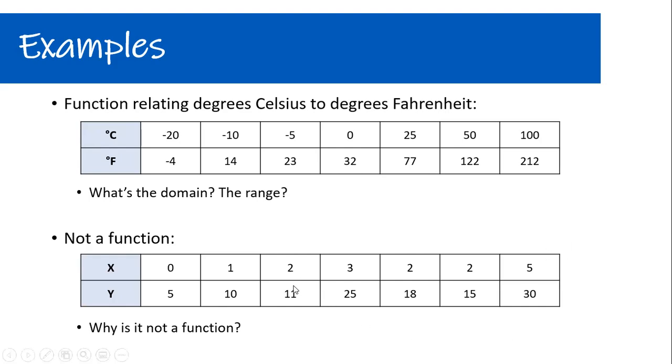Here, 2 is going to 3 different numbers. So the same X, which is 2, is being mapped to 11, to 18, and to 15. That makes it not a function. A single X can only go to a single Y.